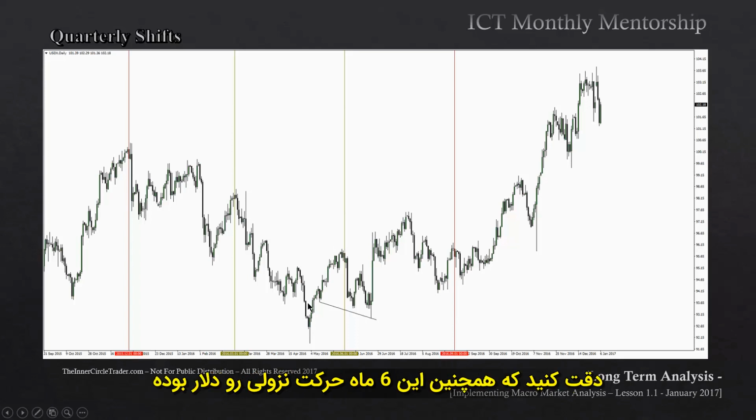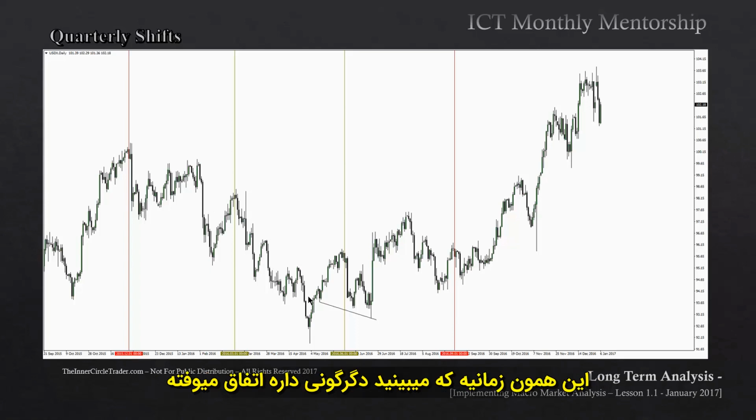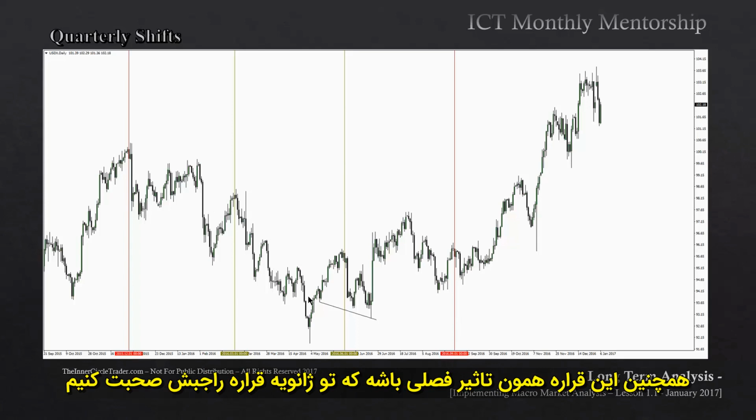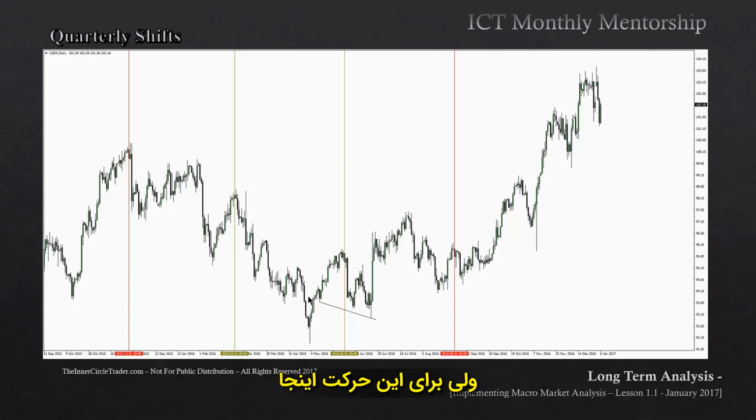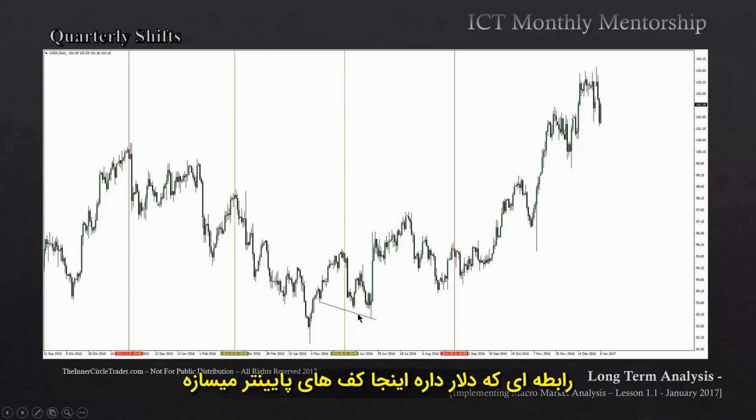Notice also, it's been essentially 6 months of down movement on the dollar. That's about when you're going to see the shakeup that takes place. And there's also going to be a seasonal influence that we're going to talk about in January as well. But for this movement here, I want you to take a look at the relationship of how the dollar makes these lower lows in here.